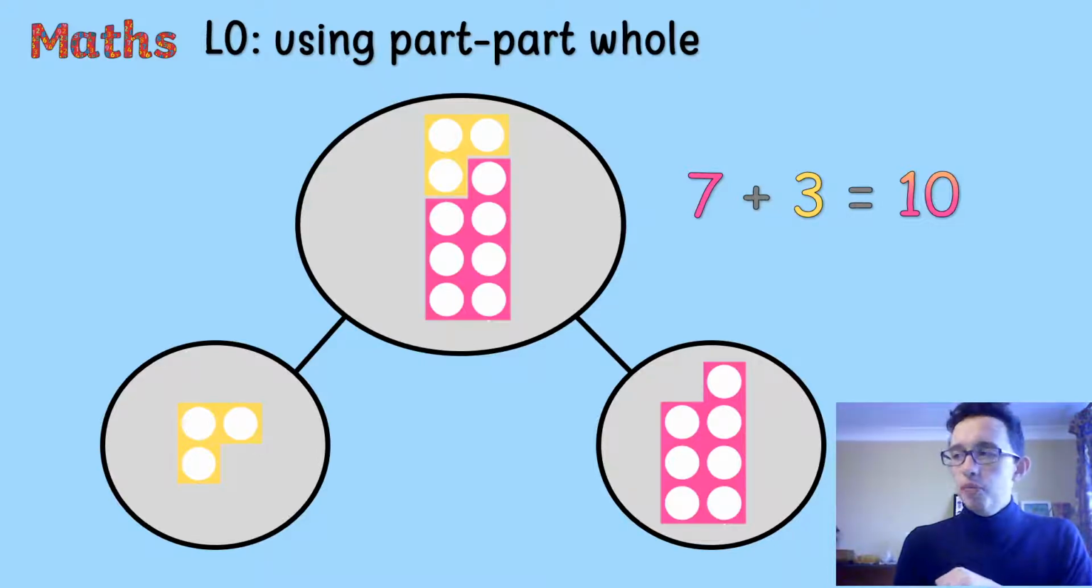And from our number families, we could then say that 10 take away 3 is 7, like we did already. So we can use this like we use our number families, because all these numbers are linked together.